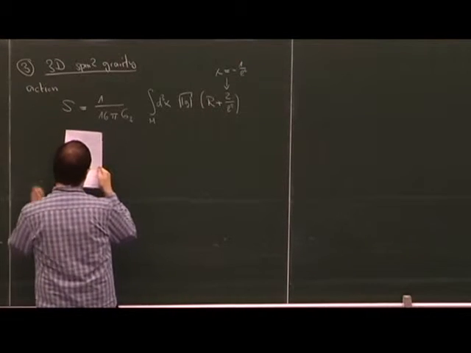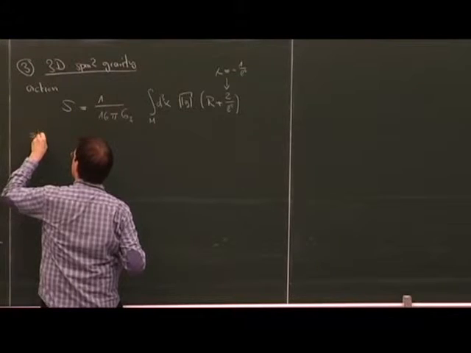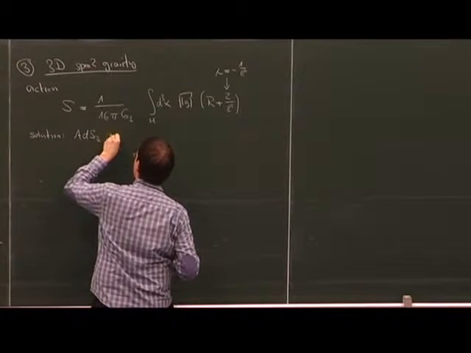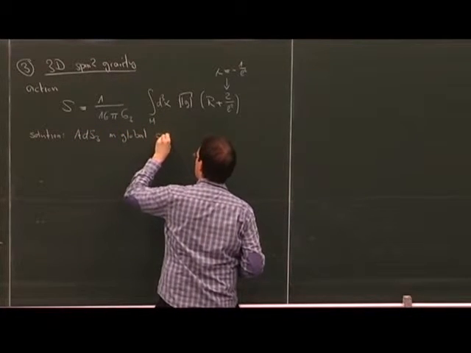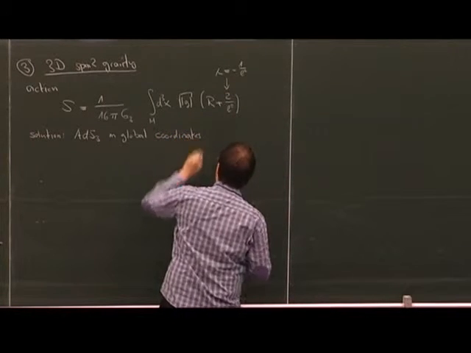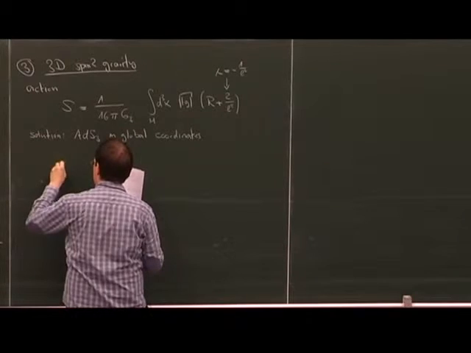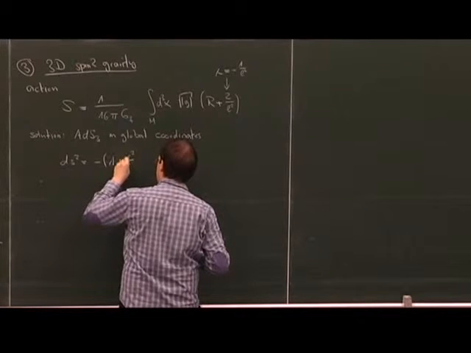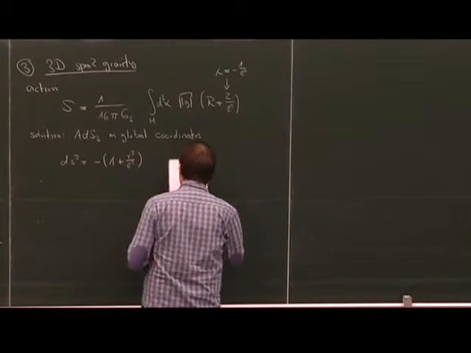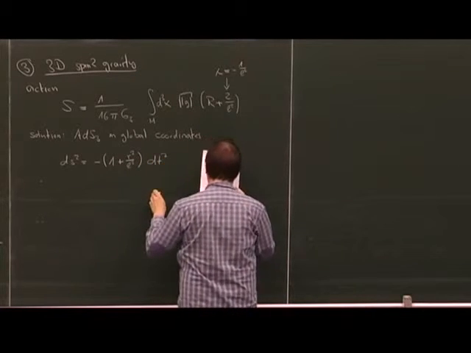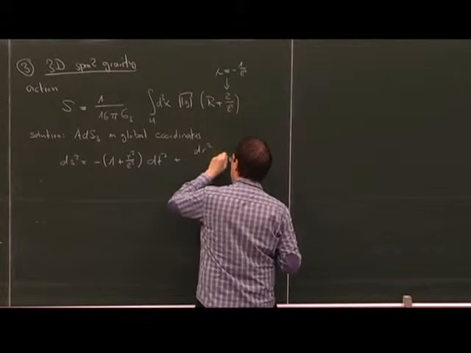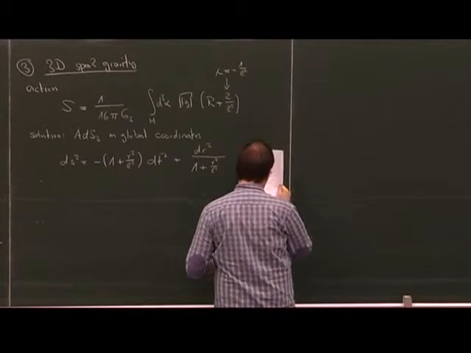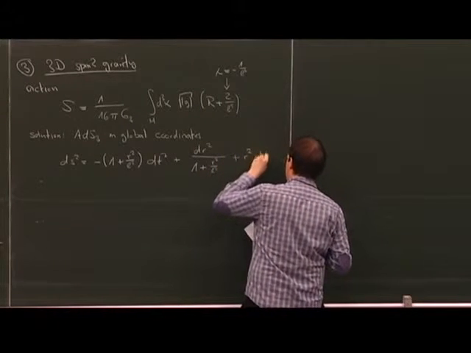And one of the solutions of the system, which you all know, is AdS3 in global coordinates, which for example can be written in this form. So this ds squared is just minus 1 plus r squared divided by L squared times dt squared, plus dr squared divided by 1 plus r squared divided by L squared, plus r squared d phi squared.